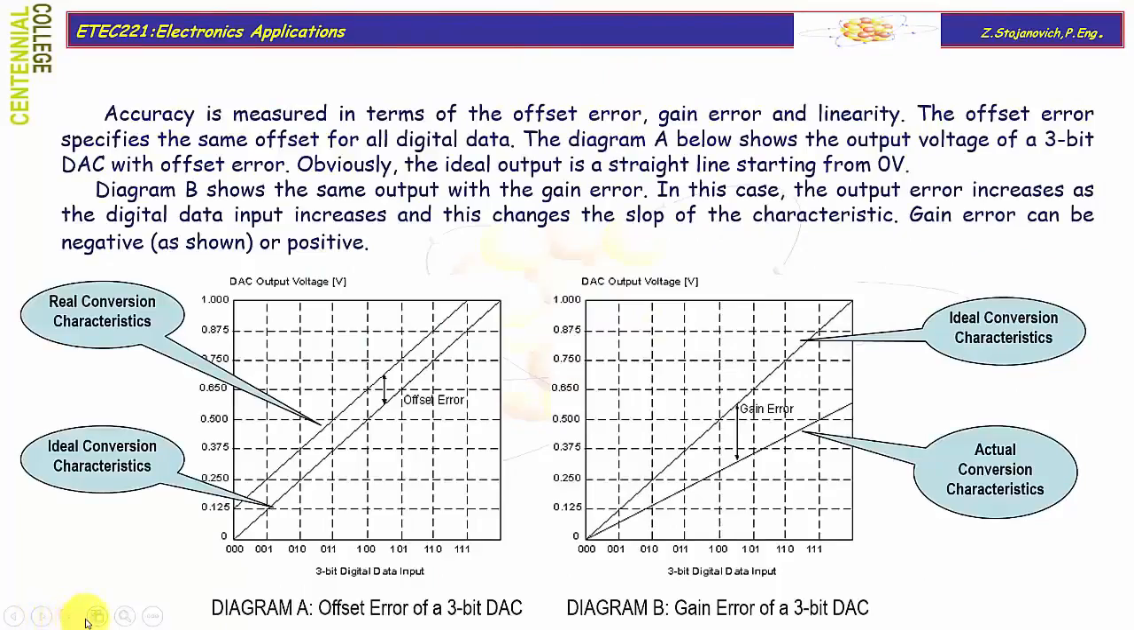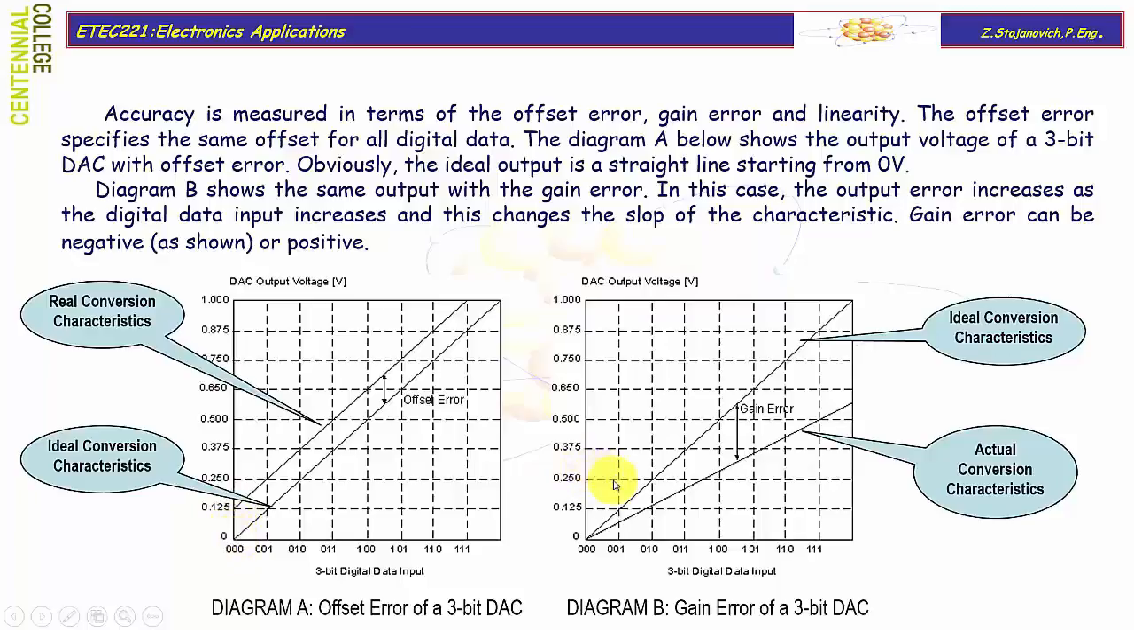Accuracy is measured in terms of the offset error, gain error, and linearity. The offset error specifies the same DC offset for all digital data. Diagram A below shows the output voltage of a 3-bit DAC with the DC offset error. Obviously, the ideal output is a straight line starting from the origin, 0, 0. As you can see, the presented offset is positive, producing a conversion characteristic which has the same slope as the ideal one, but there is a DC offset, so it doesn't start from the origin 0, 0 point.